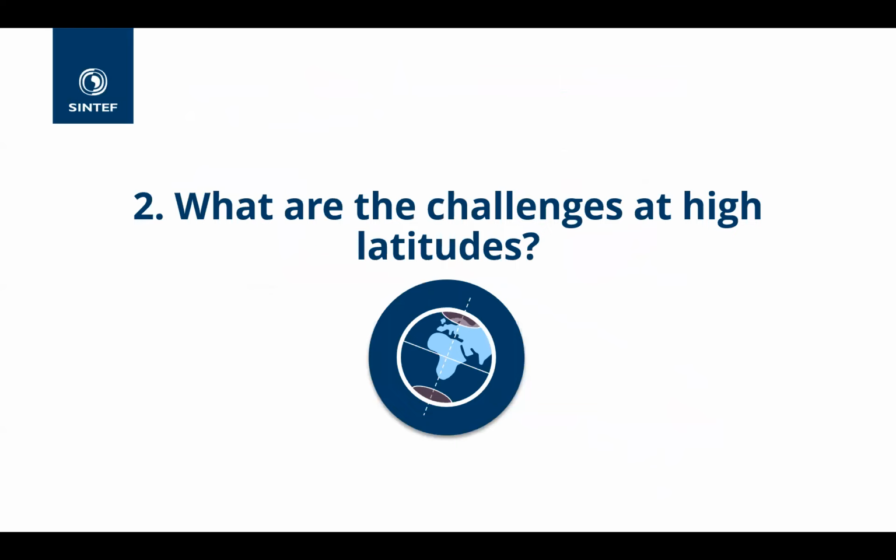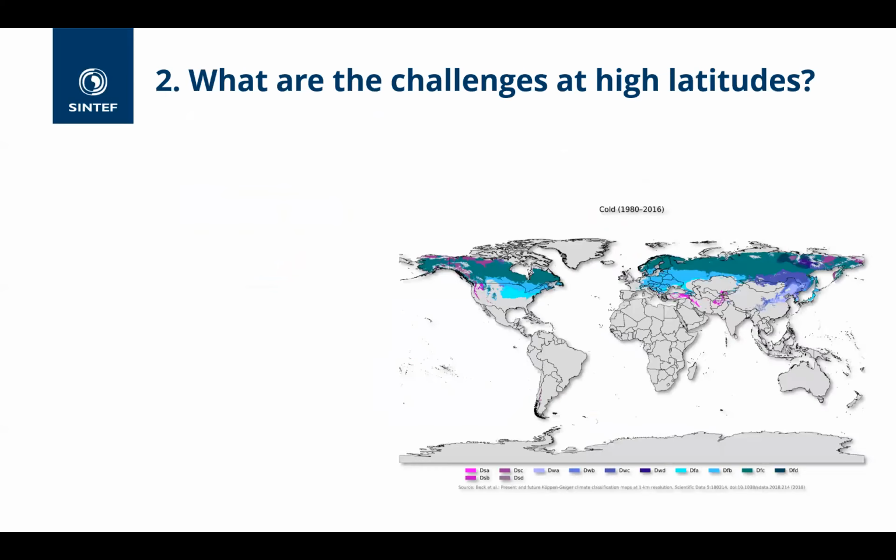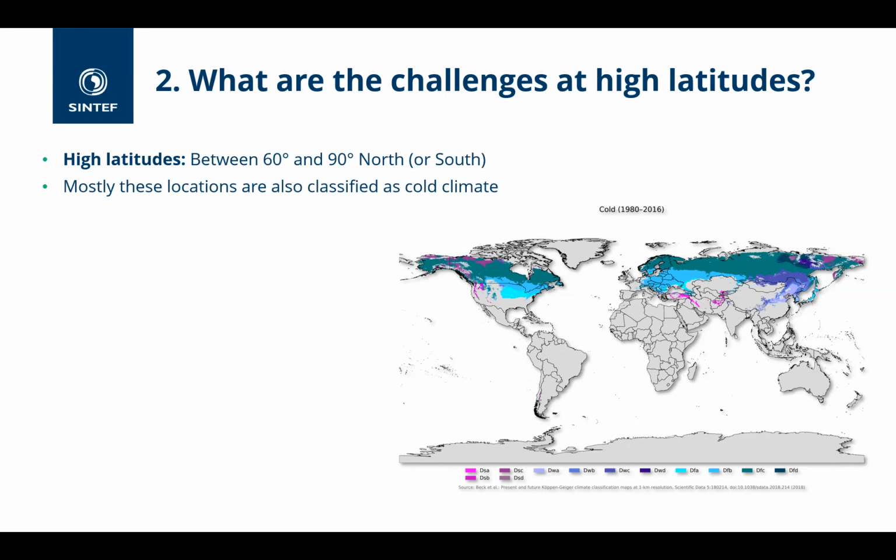Additionally, I want to highlight some challenges that appear, especially at high latitudes. And here you can see a world map with cold climate zones highlighted. High latitudes are usually the areas between 60 and 90 degrees north or south, but in the south there are not that many larger populations present. So it's mainly on the northern hemisphere. These areas, the high latitudes, are mostly cold climate or polar climate.